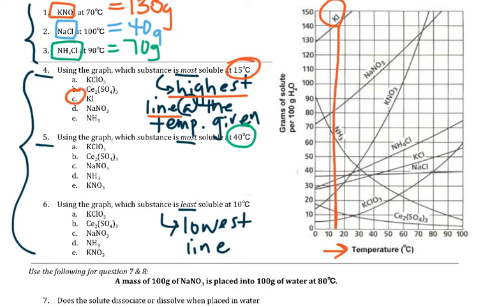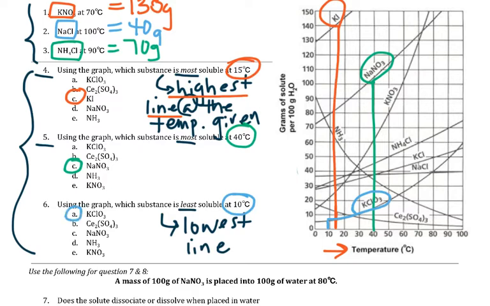On number 5, do the same thing, right? Go to 40 all the way up, and our option is sodium nitrate, right? Since KI is going off the graph and we can't see it, NaNO3 is going to be our best option there. On number 6, now we're looking for the least soluble at our given temperature. So now we do the opposite. We don't want to look for the highest line, we want to look for the lowest line. So if we go up, the first line we hit is for KClO3. So that's going to be our answer there.